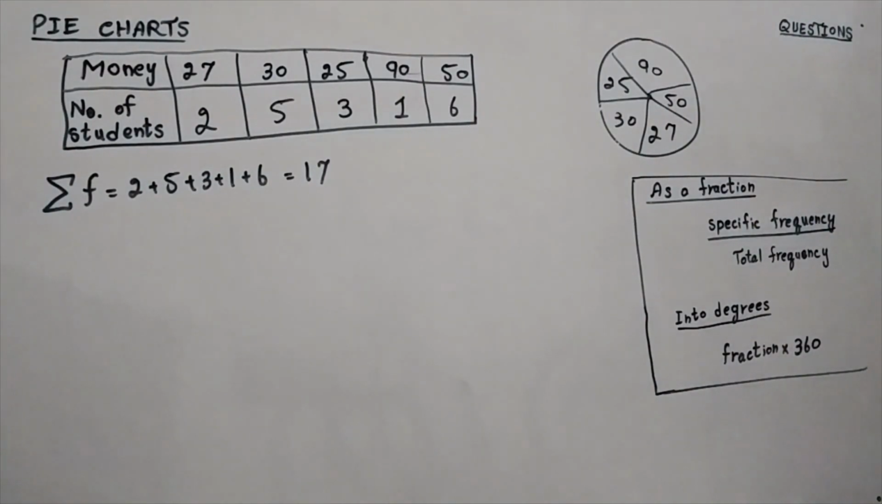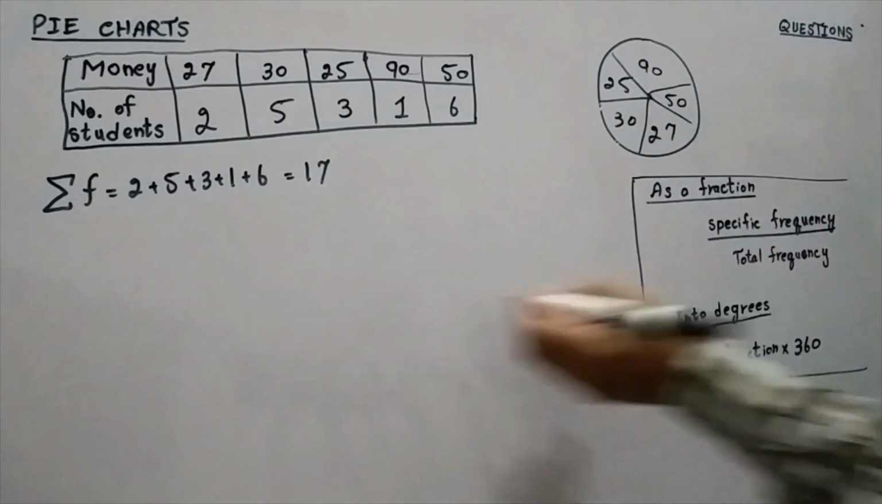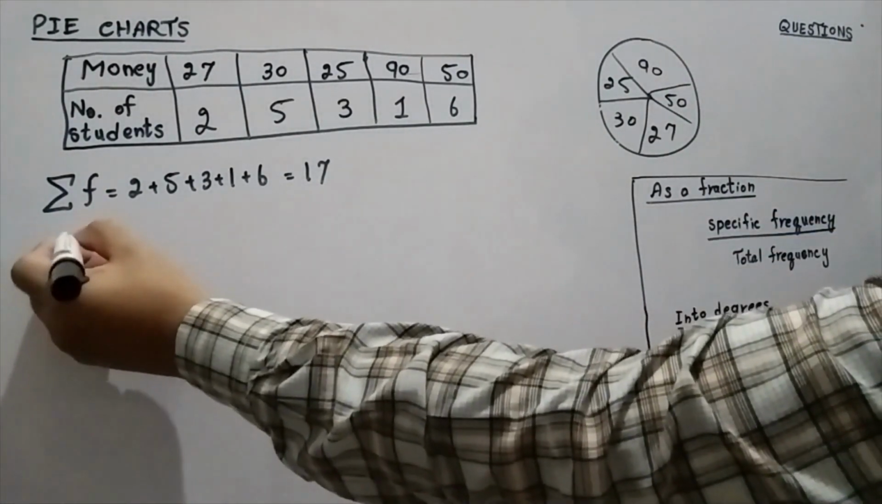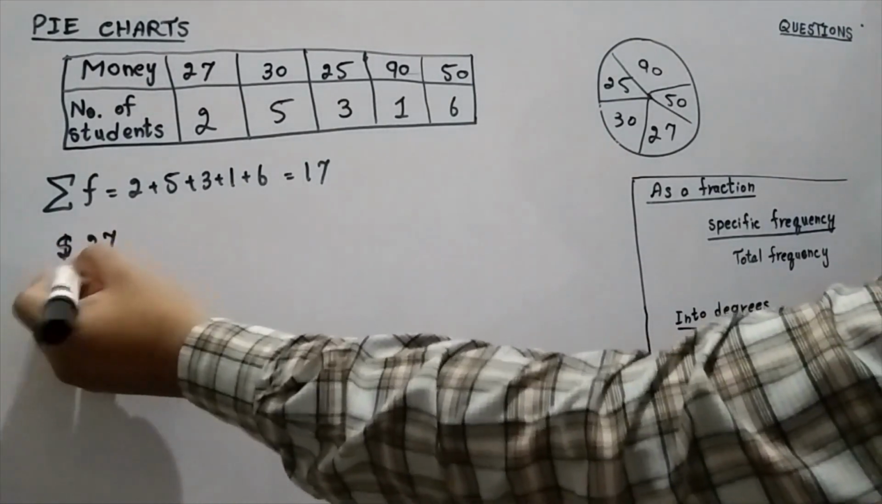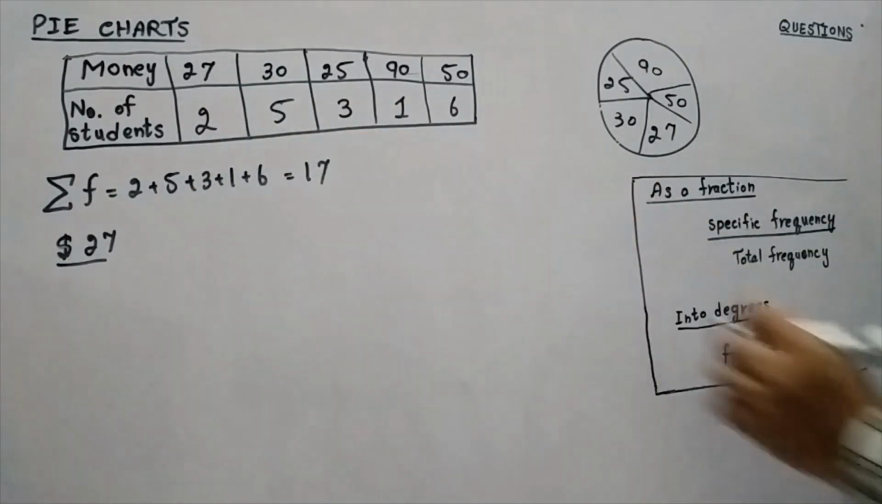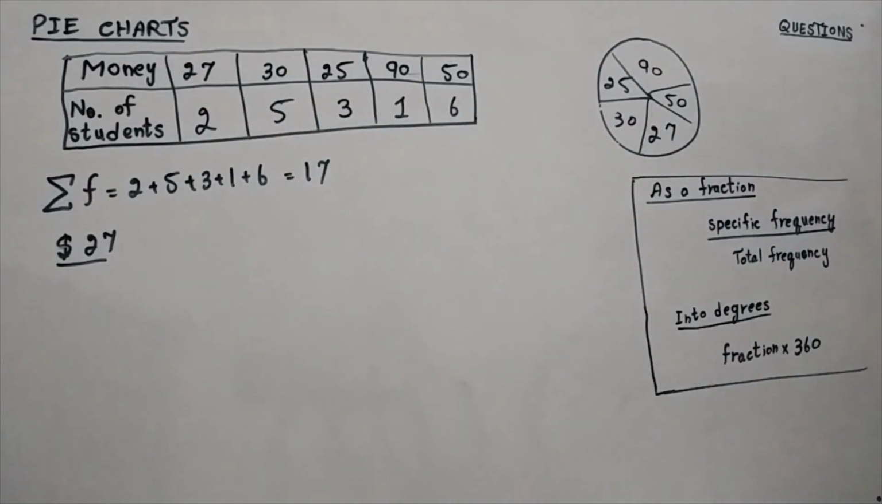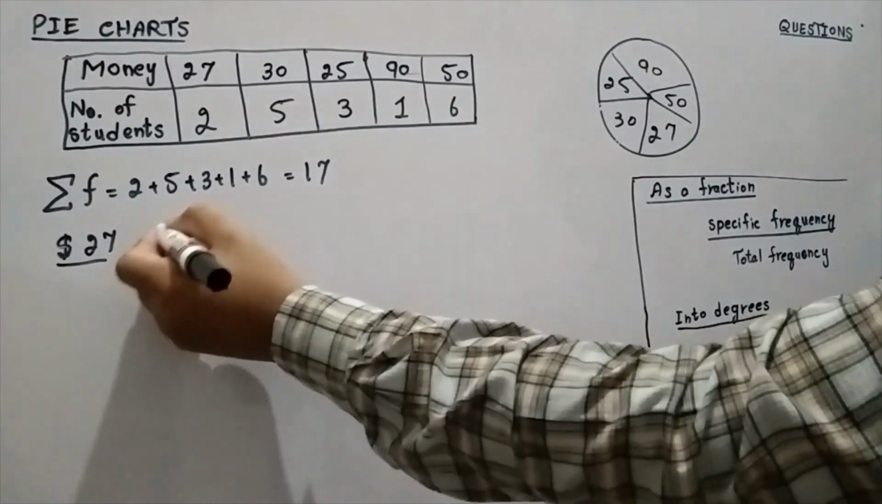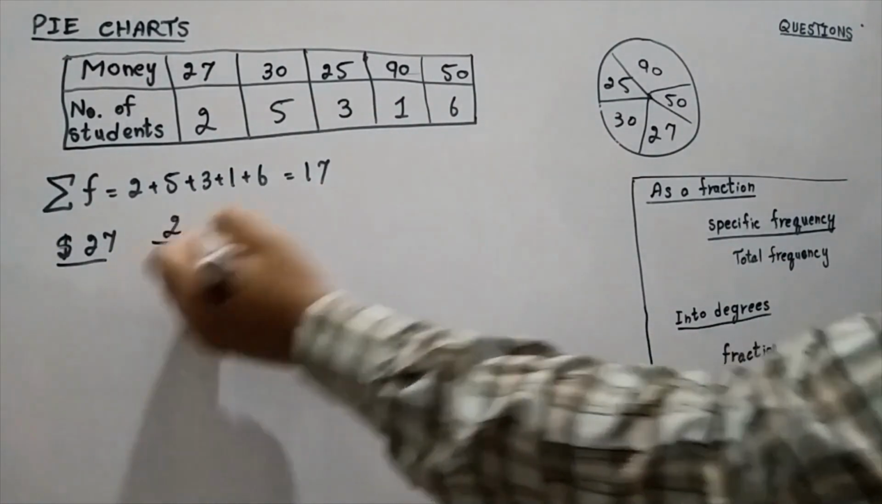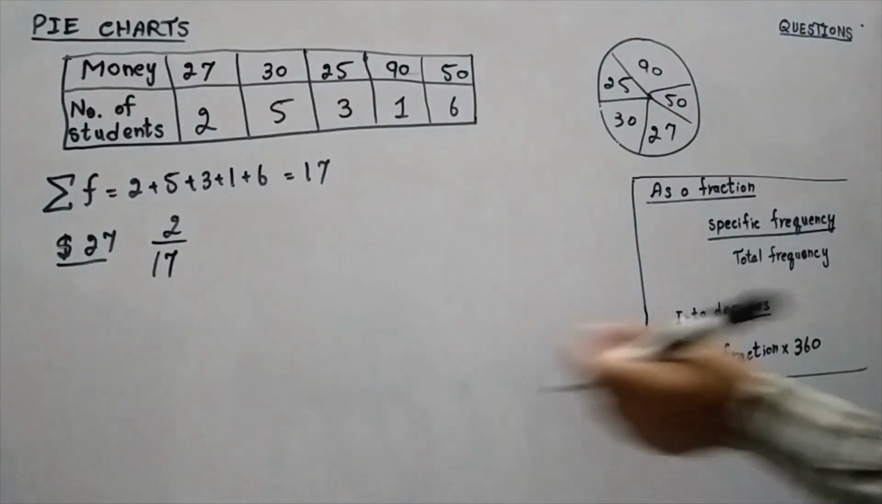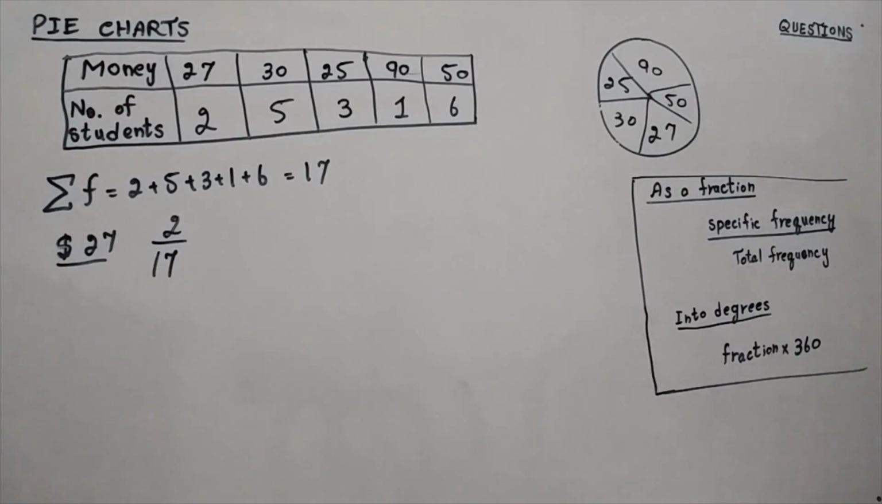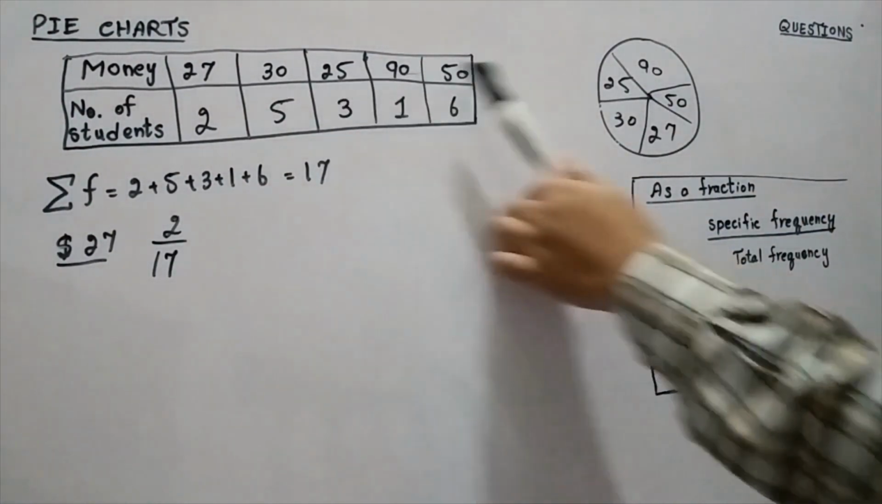So let's find out for the different categories we have. First of all we will find the fraction for this category of $27. So we will write the specific frequency which is 2, over total frequency which is 17. So that is the fraction we have. Similarly we will find all the fractions here.